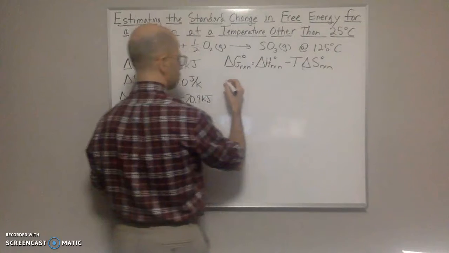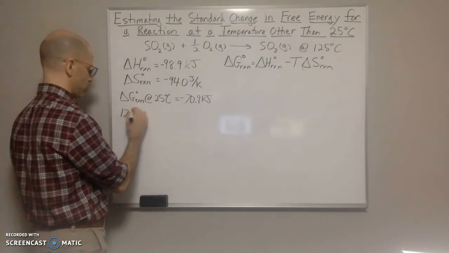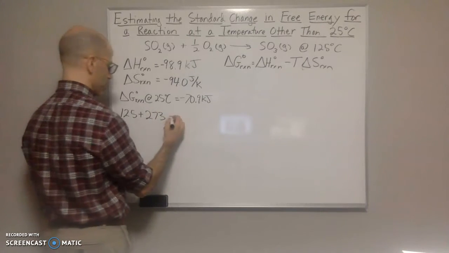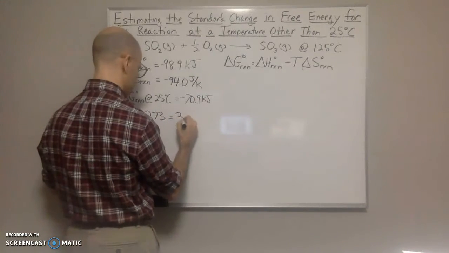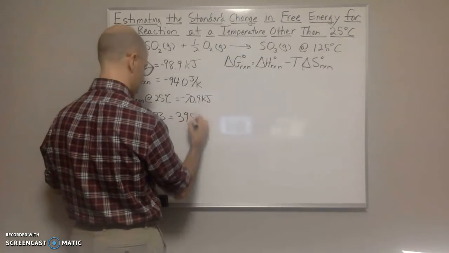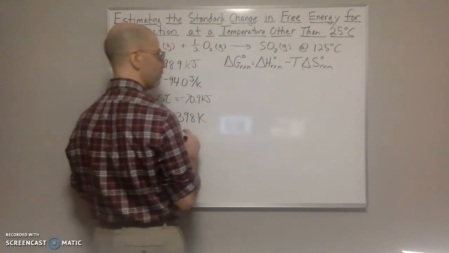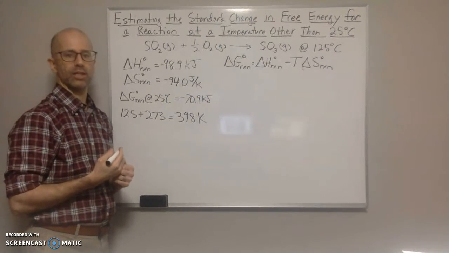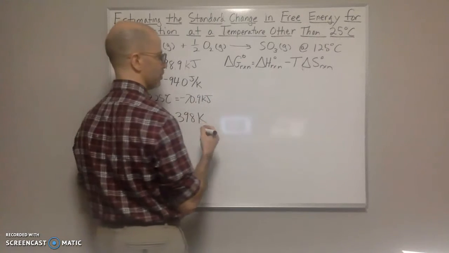So again, the new temperature, we have to change that to Kelvin, so it's going to be 125 plus 273, and that's going to be equal to 398. So 398 Kelvin is the new temperature. So we're just going to plug everything in, and that should give us an estimate of what the standard Gibbs free energy of the reaction should be at that temperature.